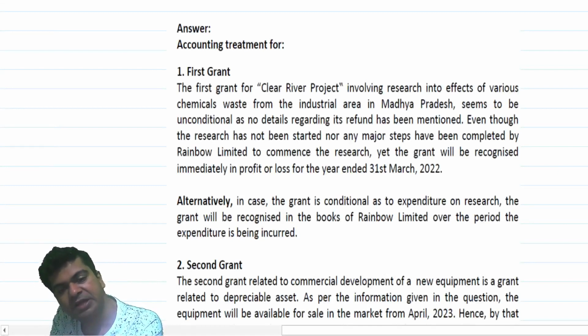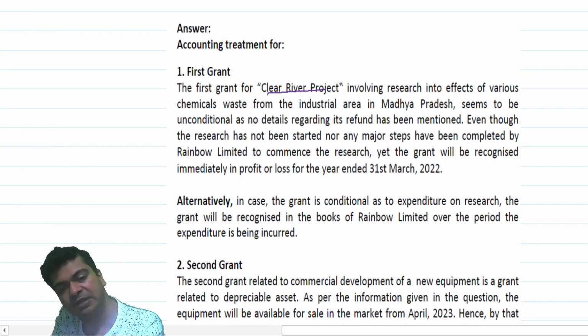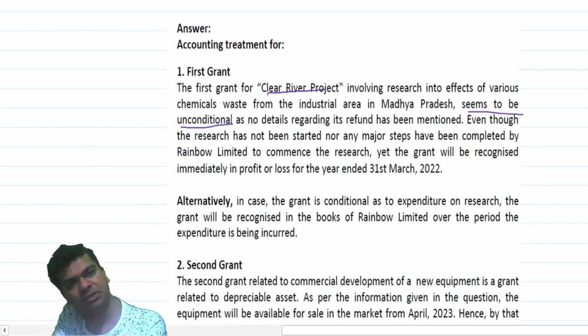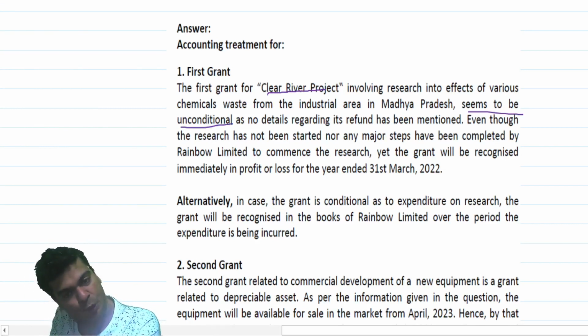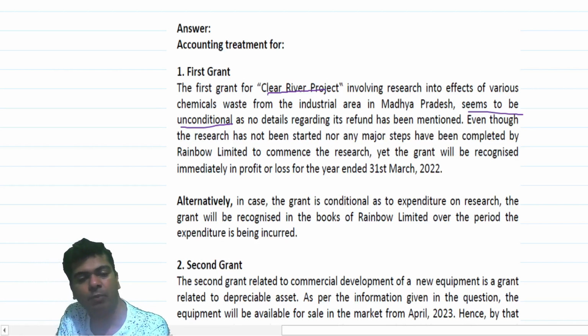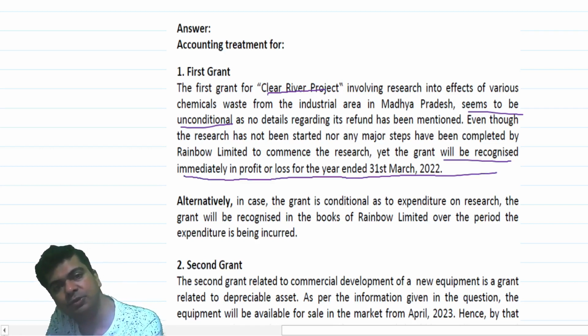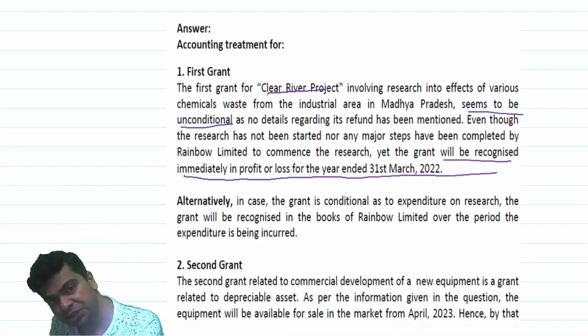They are saying the first grant for Clean River project involving research into effects of various chemical waste from the industrial area in Madhya Pradesh seems to be unconditional. See, very limited information is there. That's the reason we are saying it seems to be unconditional, as no details regarding its refund has been mentioned. Even though research has not yet started nor any major steps have been completed by Rainbow Limited to commence the research, yet the grant will be recognized immediately in profit and loss for the year ended 31st March 2022. I have to credit 1 lakh to the P&L if it is an unconditional grant.